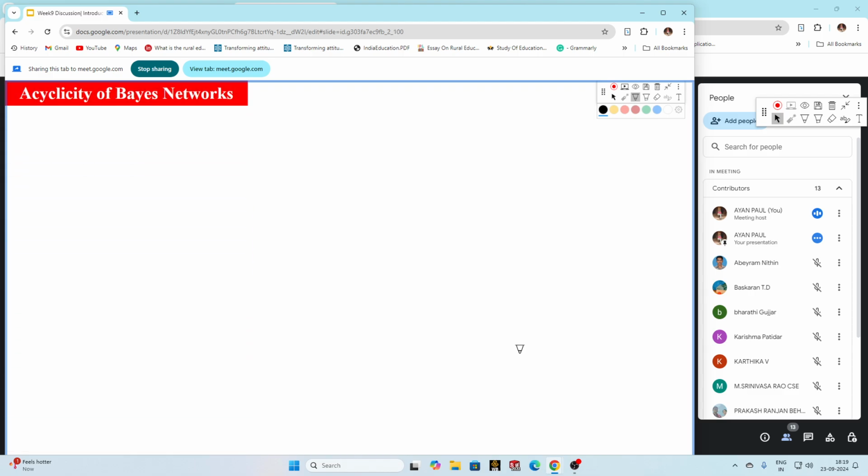Now why are we reading this particularly undirected graph? Because one of the problems of that Bayesian network that we have discussed is acyclicity of that network. What is that acyclicity? I have told you Bayesian network is a DAG, directed acyclic graph. That means it cannot form loop.